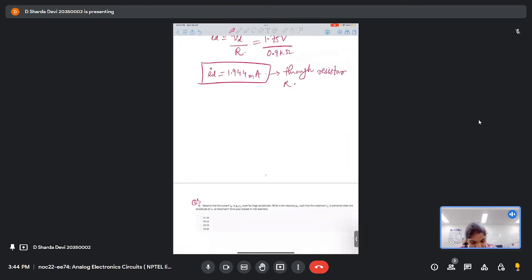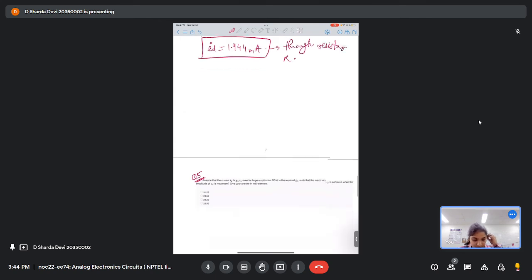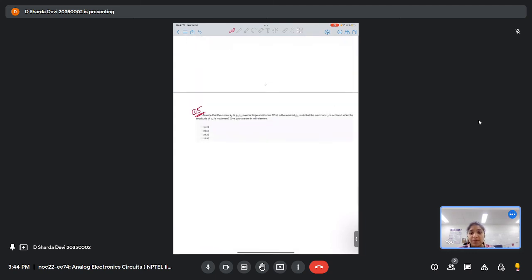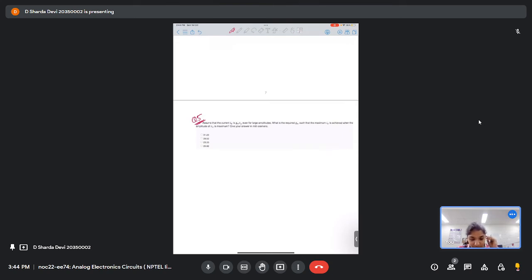Now next question, it is again the question in continuation with the previous circuit itself. So in this question it is given that assume ID to be GM times VG even for larger amplitudes. So ID is given as GM VG. Now what is the required GM such that ID is achieved when the amplitude of VD is maximum?